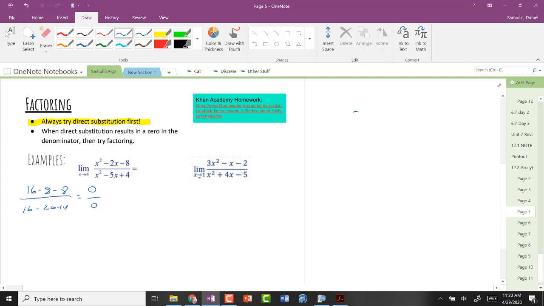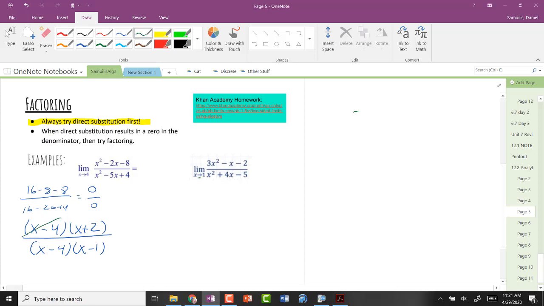You cannot divide by 0, including itself. 0 divided by 0 does not exist, okay? So that didn't work. 4 doesn't work. Well, that doesn't mean that it doesn't have a limit, though. Let's just go ahead and factor this guy. So I have an x minus 4 and an x plus 2. And in the denominator, I have an x minus 4 and an x minus 1.